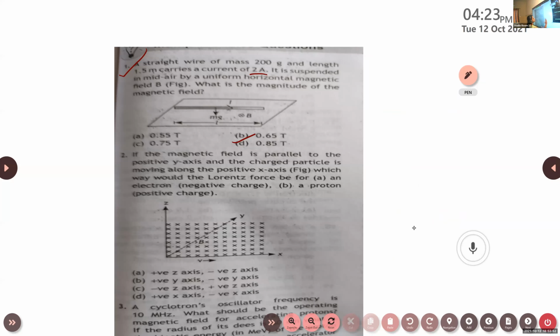So here in this question, the value of force is not given directly. We want to calculate it from the given measurements. Okay. Then question number 2. If the magnetic field is parallel to the positive y-axis and the charged particle is moving along the positive x-axis, which way would the Lorentz force be for an electron and a proton?